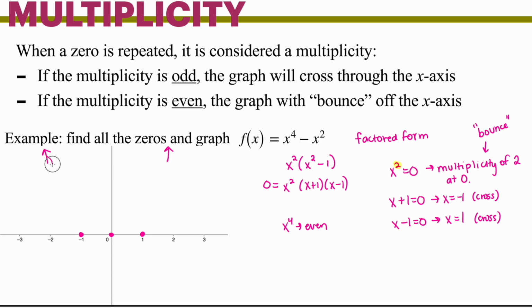It crosses at negative 1, and it needs to turn to head back to 0. But remember, at 0, it bounces. So as it heads to 0, it is going to touch and bounce. And then it needs to turn again to head to 1, and it crosses through 1 and then heads to infinity. And this would be a very, very rough sketch of this graph.